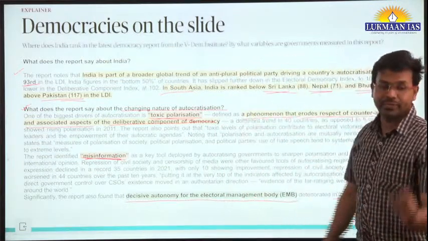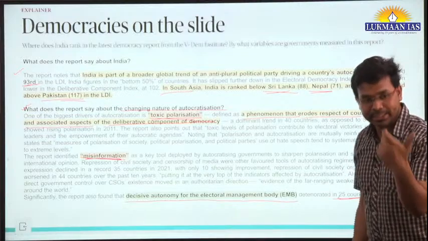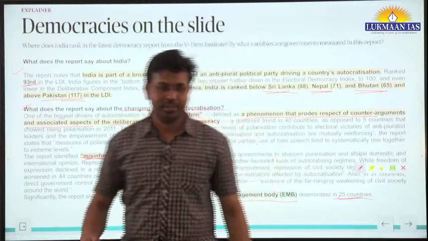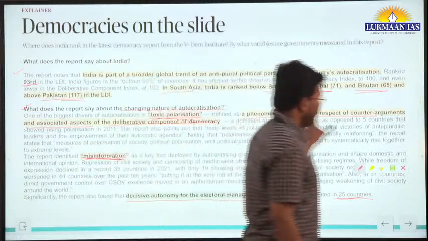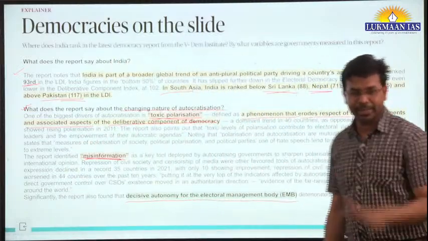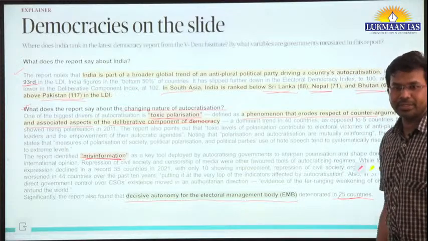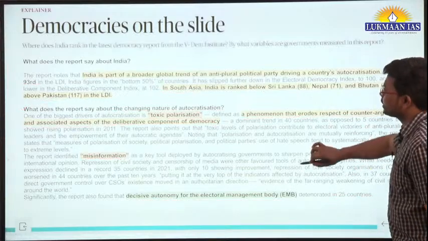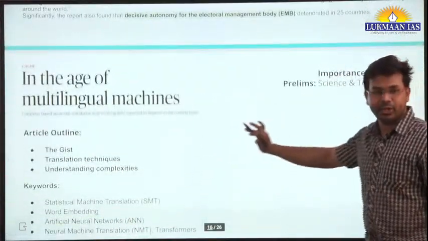So this article is very important, not only for GS paper 2, but also for those people who have public administration optional. Ansari sir has been teaching this subject, so he might be able to connect. You also have the optional PSIR. Okay, with this, let us now move to the next topic. Is this topic clear? Any doubt?